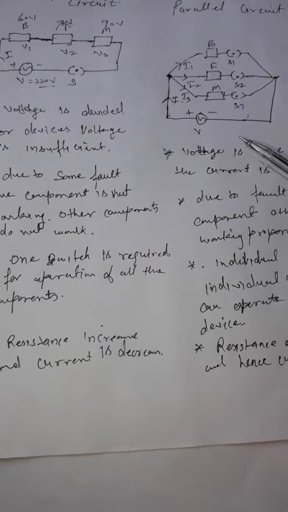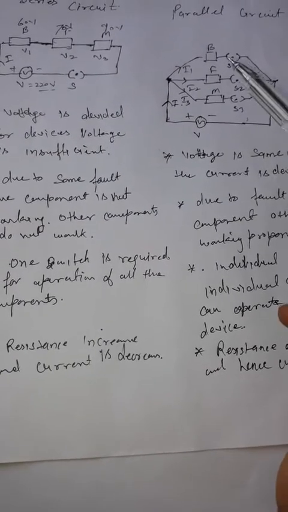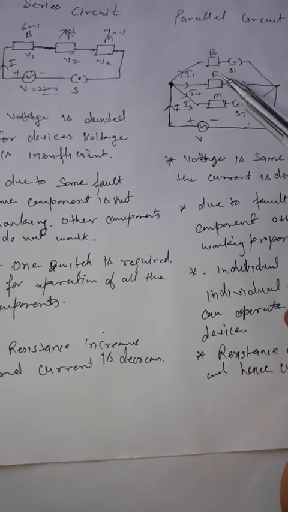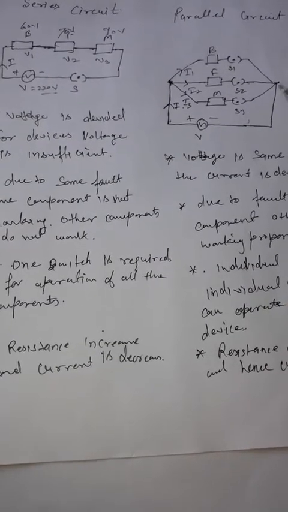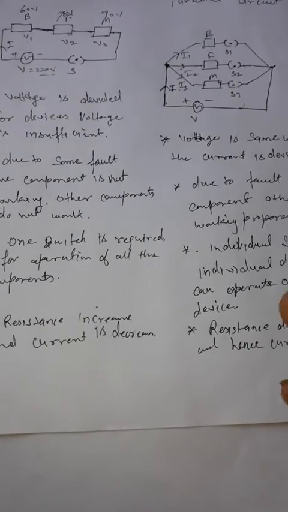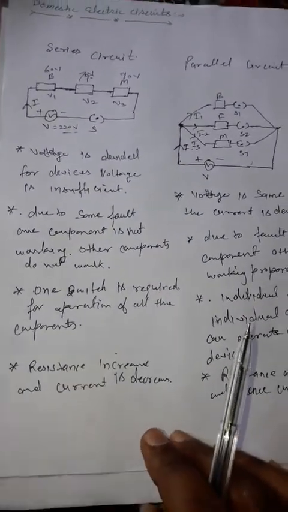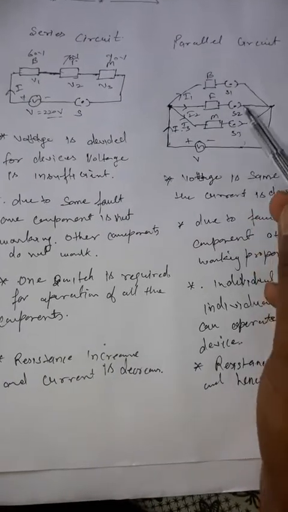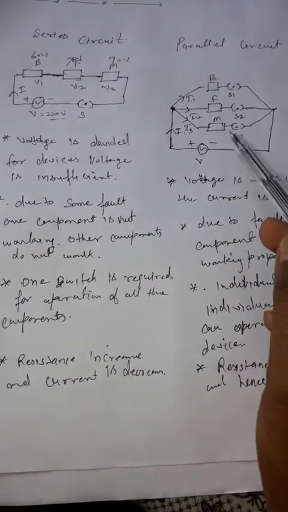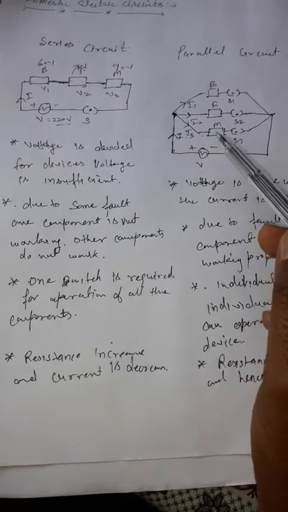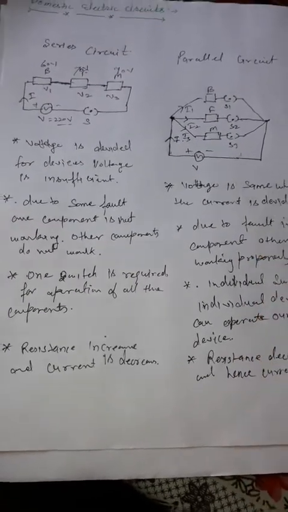Next one is if any one device has some fault and is not working, then all the other devices can work properly. So we can conclude that in our domestic circuit the home appliances are connected in parallel combinations. So that's all about the domestic electric circuits. Thank you very much.